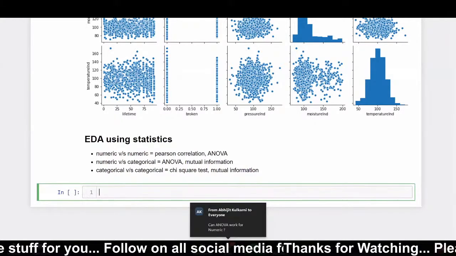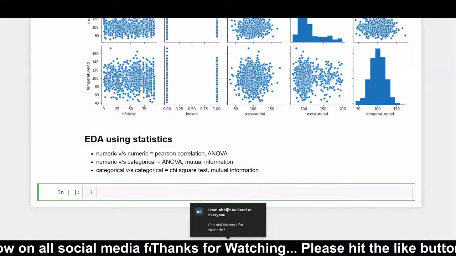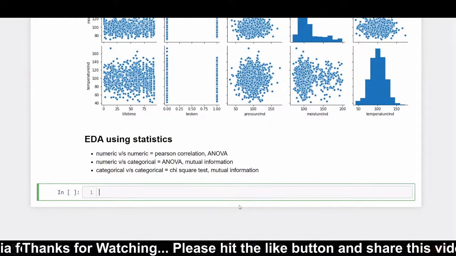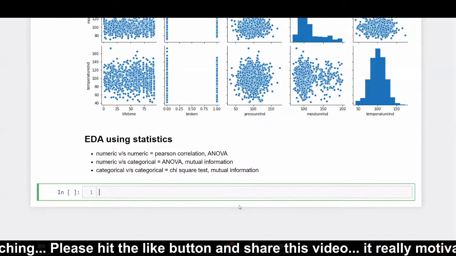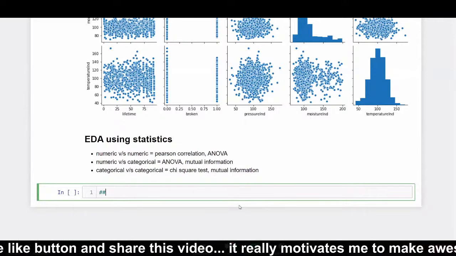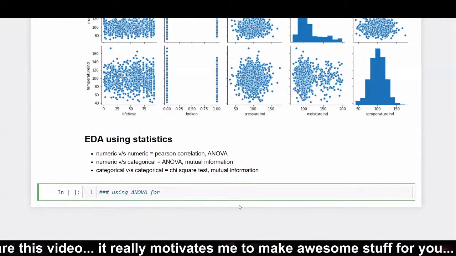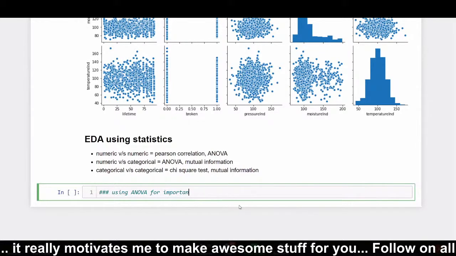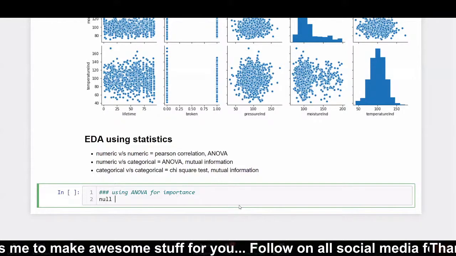ANOVA works for numeric, yeah. So we have a method in Python where ANOVA works for numeric versus categorical. So we're going to look at the use of ANOVA here for importance, and I'm going to show a sample example. ANOVA simply uses a null hypothesis.